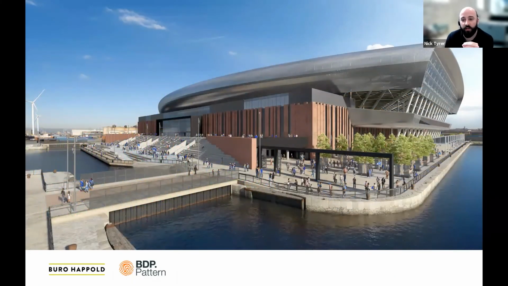And through this whole process, we worked closely with both Buro Happold and Everton. One of the fantastic things with working with Everton is that they've really embraced this process, and rather than opting for the simplest and smallest solution, they've opted for the solution that's created public space.